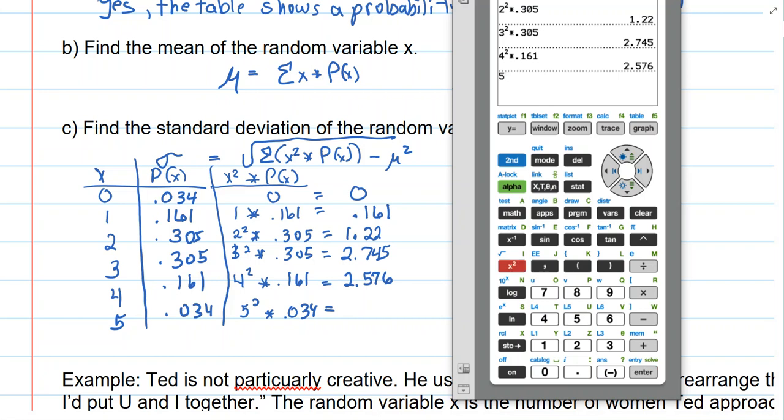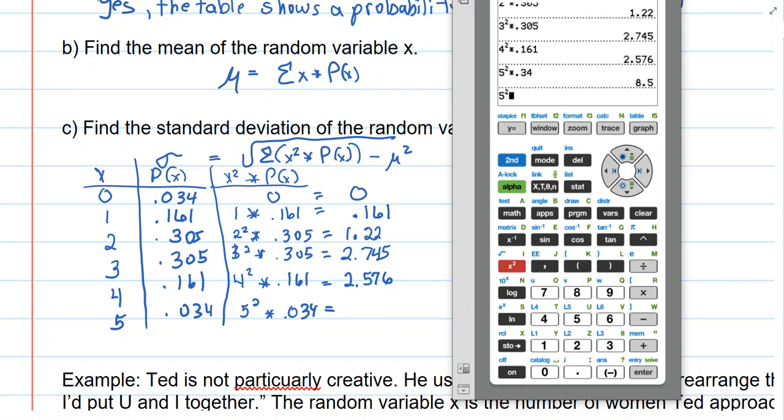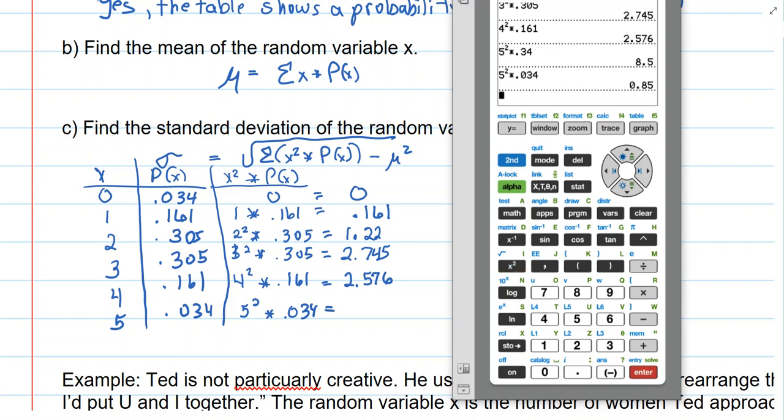5 squared times the decimal 0.34. Got the 0.85. And I'm going to add this column up. So here I go.